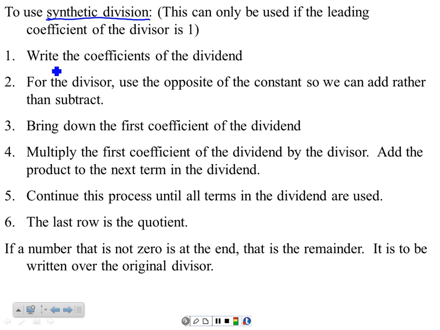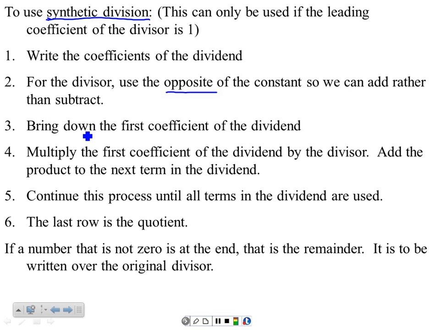So how are we going to do this problem? Well, in synthetic division, you don't use any variables. You just use the coefficients. And so you're going to write the coefficients of the dividend, and then for the divisor, you're going to use the opposite, and this is very important, opposite of the constant, so that we can add rather than subtract.